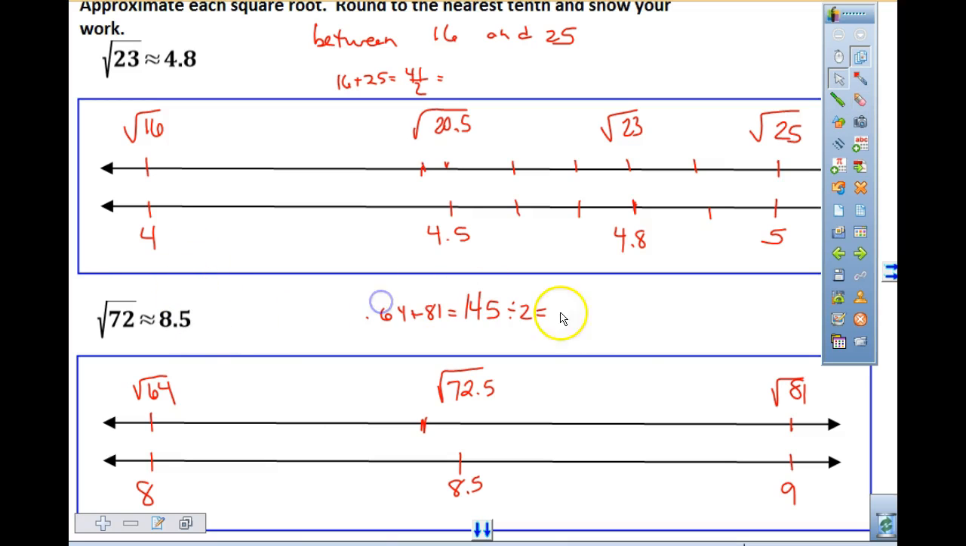Could we go with 8.5? I mean, this is 72.5. We think that it's going to be really close to that. I would take 8.4 also. I'd take either one of those answers. Okay?